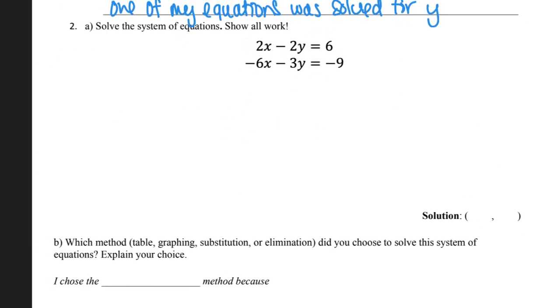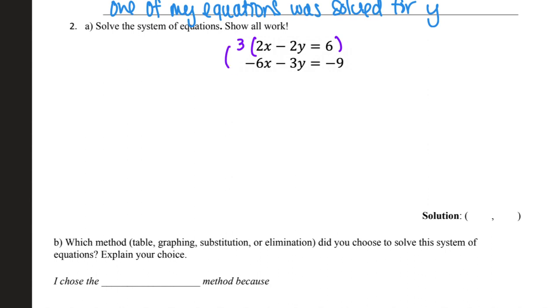Let's look at the second problem. It says solve the system, show all work. So I'm looking at this and I see that they're both written in standard form, which means I'm going to use elimination. As it stands, we can't easily eliminate. So we have to ask, is it easier to turn a 2 into a 6 or a 2 into a 3? And it's easier to turn a 2 into a 6, and we can do that by multiplying the top equation by 3.